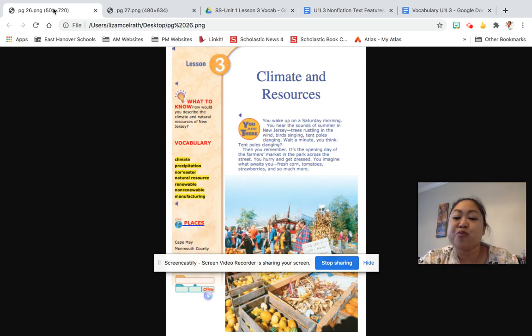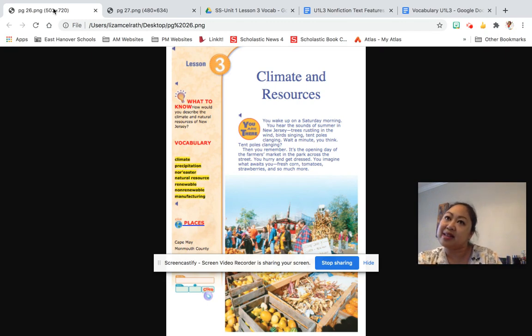You hurry and you get dressed. You imagine what awaits you: fresh corn, tomatoes, strawberries, and so much more. Miss San Luis always loves a great farmer's market. Why are there so many farmer's markets in New Jersey? Oh, because we're the Garden State. That's our nickname, because we do have a lot of farms.